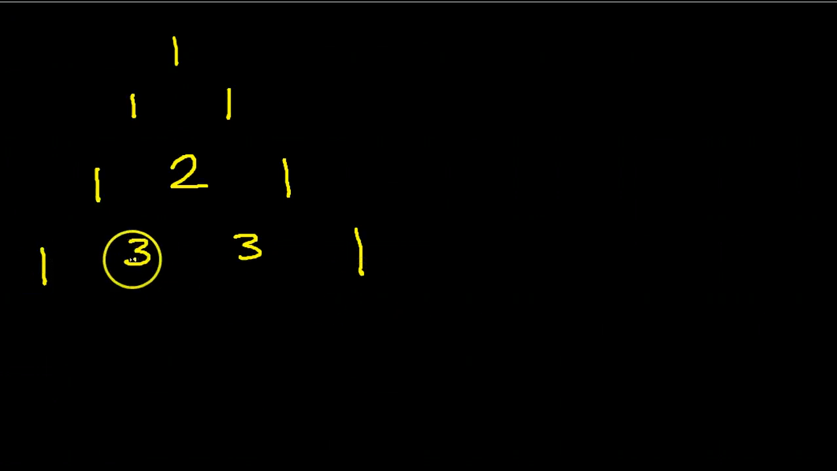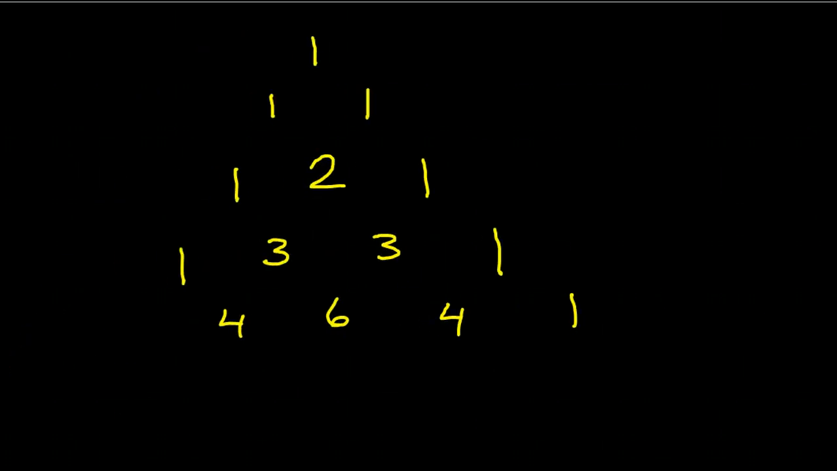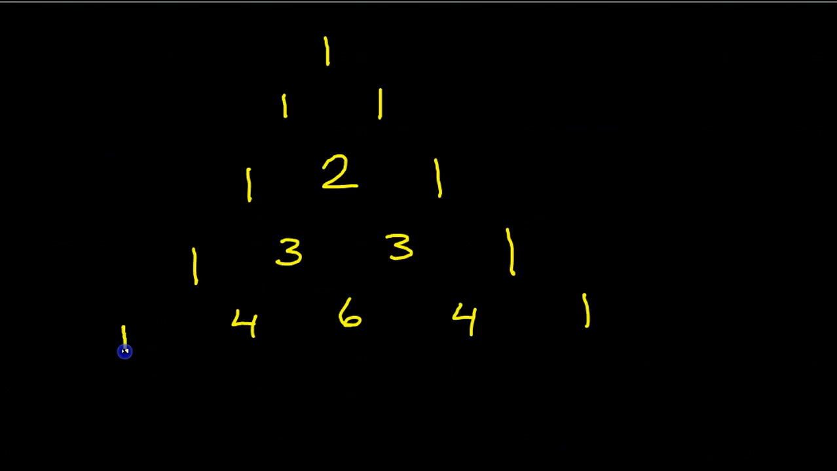Alright, do the pairs. 1 plus 3 is 4, 3 plus 3 is 6, 3 plus 1 is 4. Put those ones on the end. Okay, and you can go as far as you want. I'm going to go one more level down. 1 plus 4 is 5, and then these two give us 10, and there's another 10 from the 6 and 4, and another 5, and the ends are always 1s.